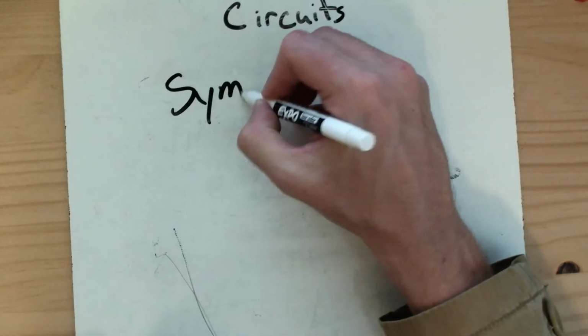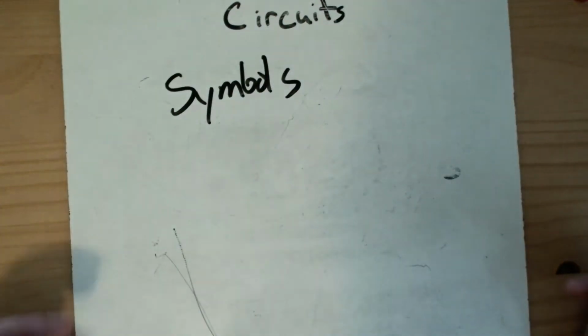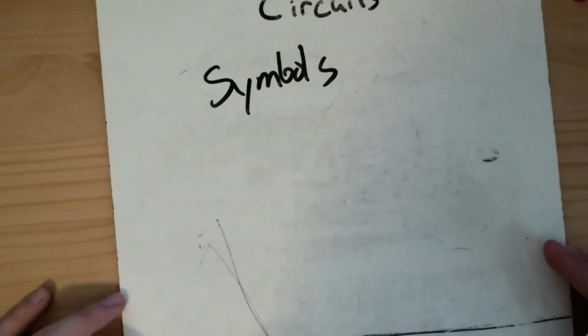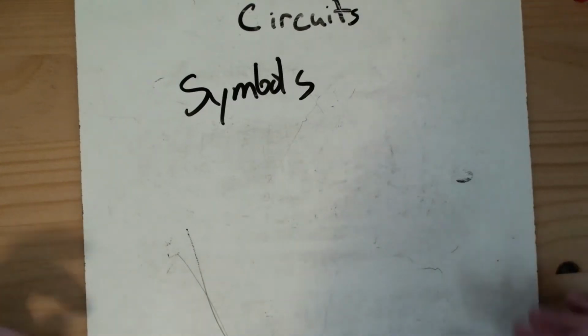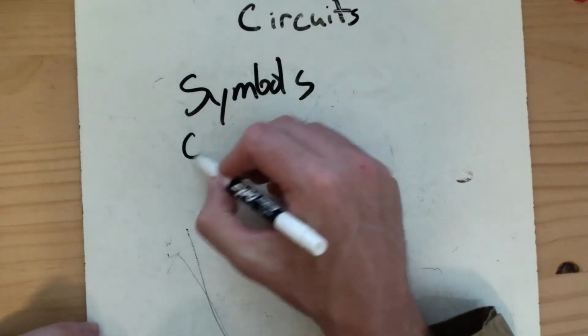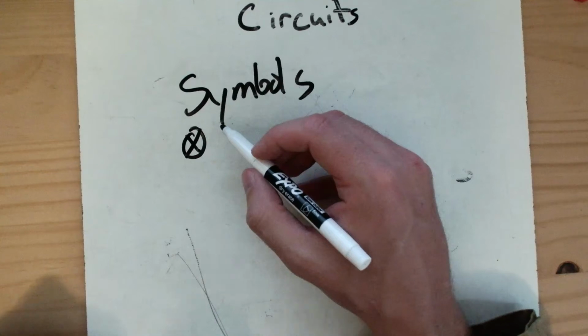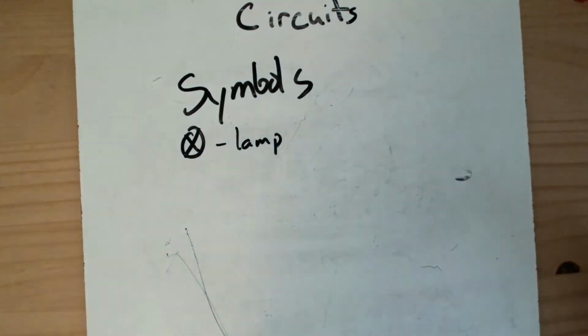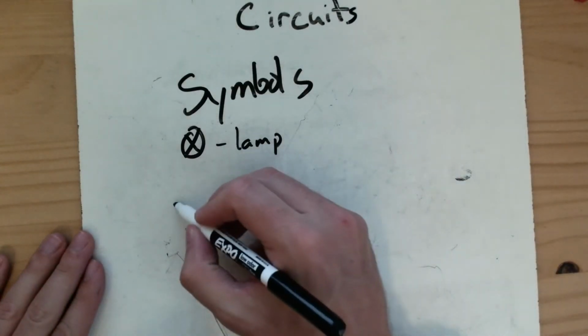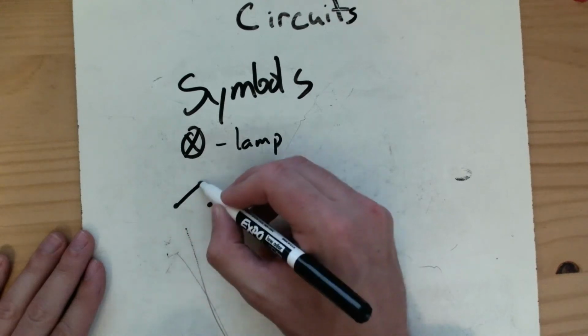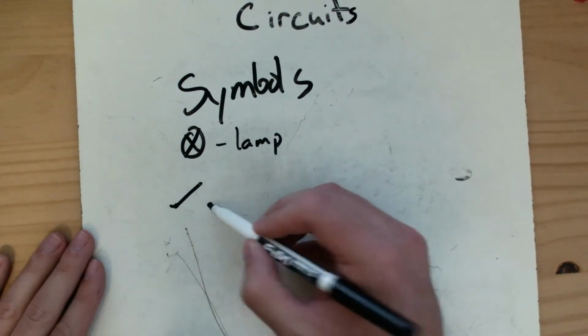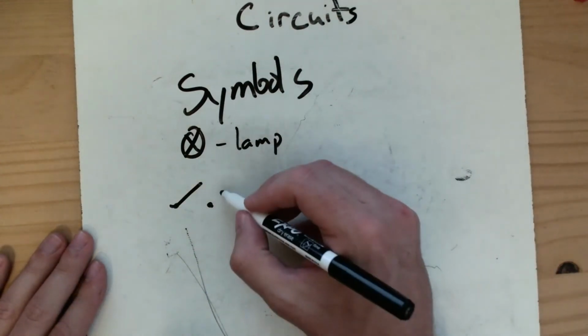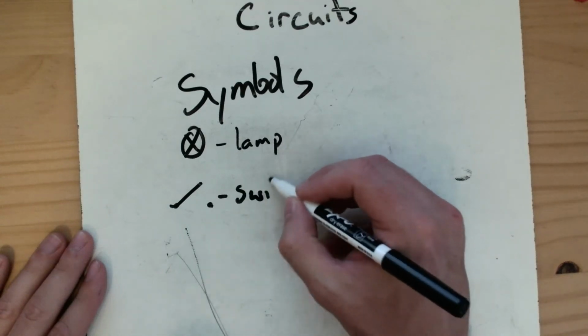So, starting with symbols. There are a couple of internationally accepted symbols for drawing circuits. There's only a handful that I really want you to know, but it's important that I give them to you. Now, you've already seen a couple of these. This is the zero with the X through it. This is a lamp or a light bulb, something that is going to emit light. If I have a place where I can break the circuit or put it back together, typically represented like that, we have a switch.